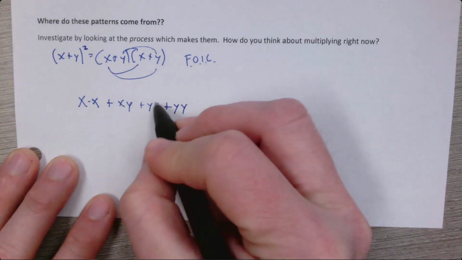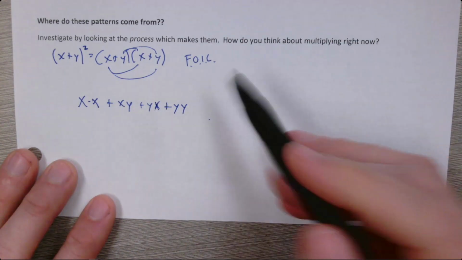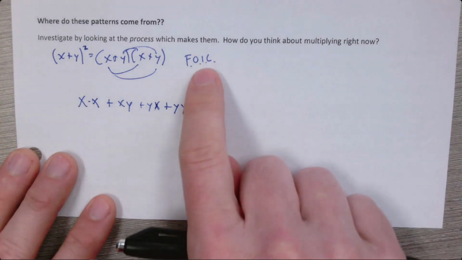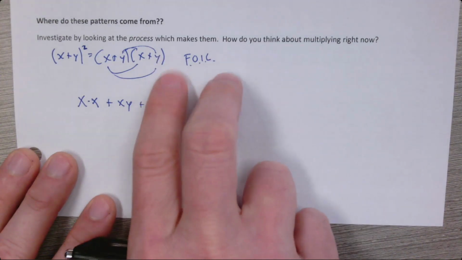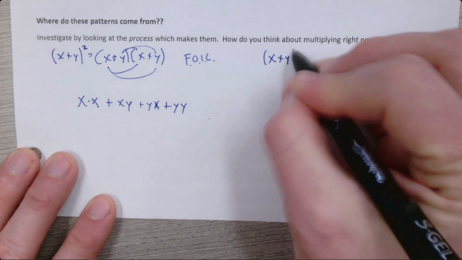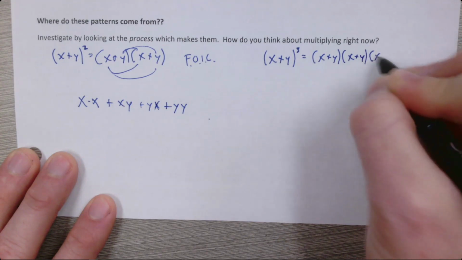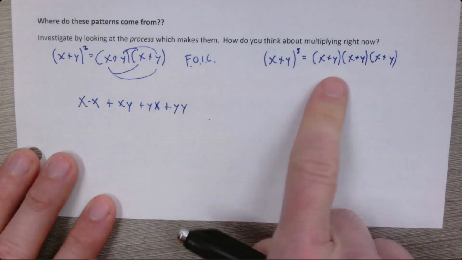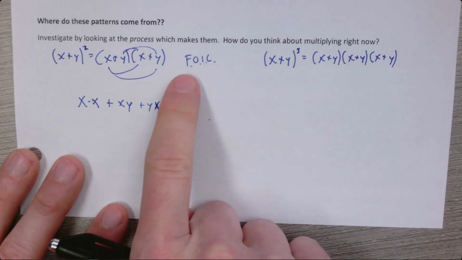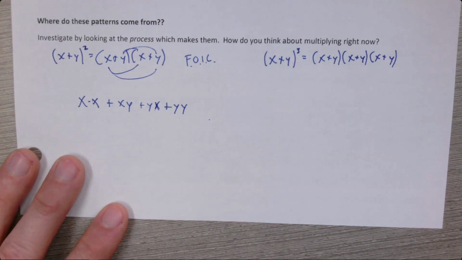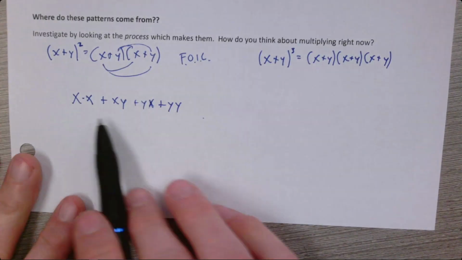There's a lot of reasons FOIL is silly, but one reason is that FOIL does not extend cleanly if I was going to add another term here. So what happens if you have (x plus y) cubed, (x plus y), (x plus y), (x plus y)? FOIL doesn't have anything to say about that. Another thing that's silly is it implies that there is a particular order you should do your multiplying in. Like you've got to do this first, and this first, and this next, and this next. But obviously that's not true.